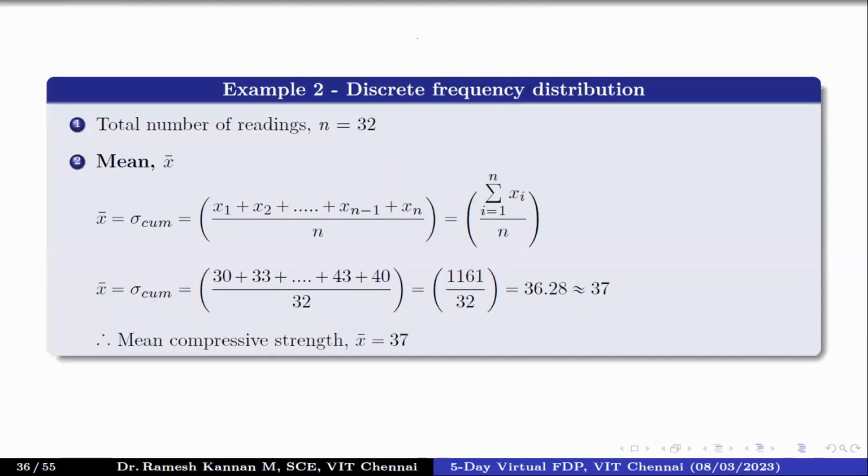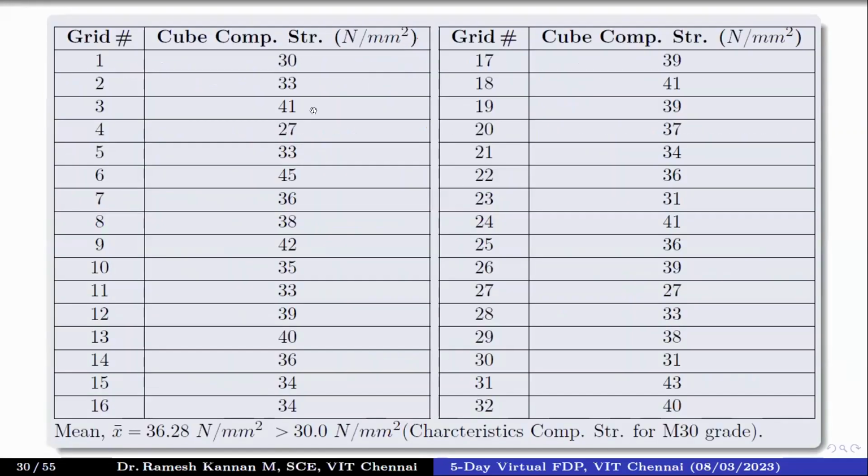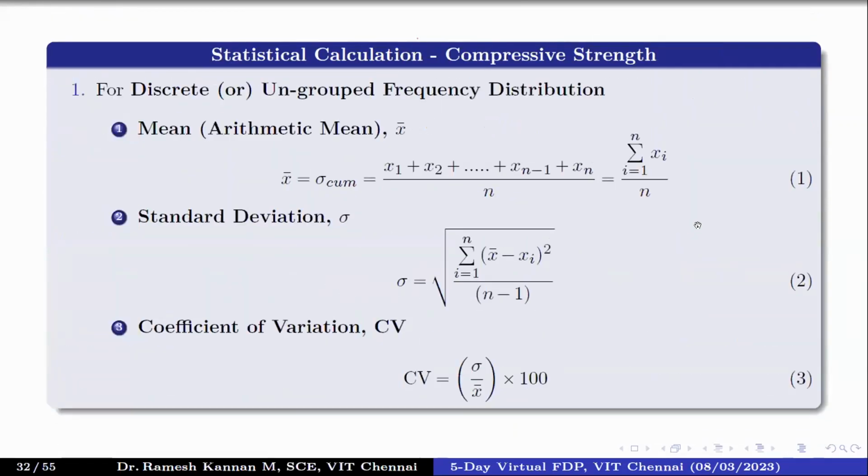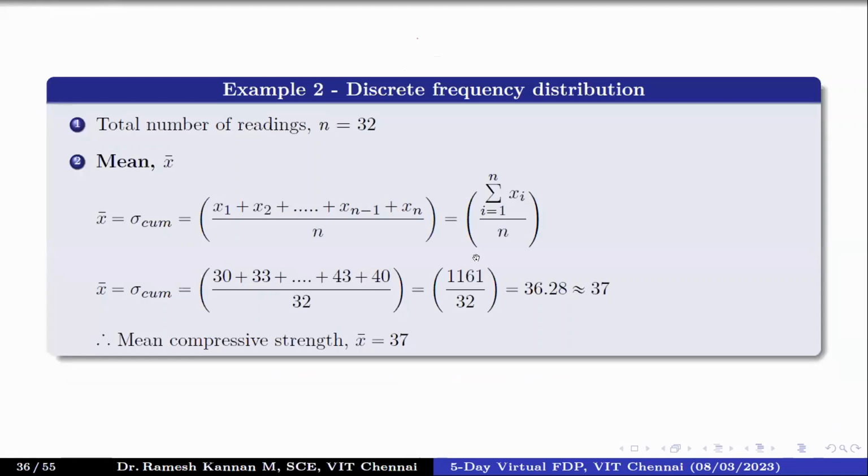Right, so this is the discrete frequency distribution. In fact, we'll talk about continuous frequency distribution a little later, but discrete being simple data like 32 samples, we can count them using the arithmetic mean. So this is the arithmetic mean: we'll take all the samples and add them together, and then divide by 32, which is the total number of samples. The mean compressive strength is 36.28. Probably you can take it as 37 for ease of computation.